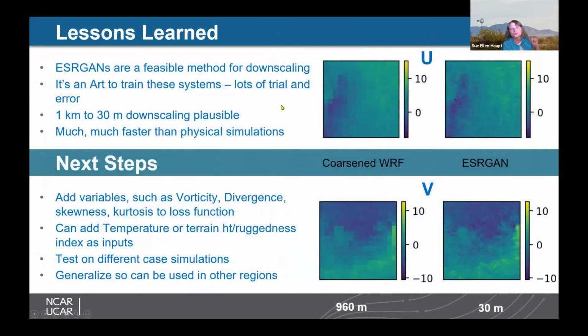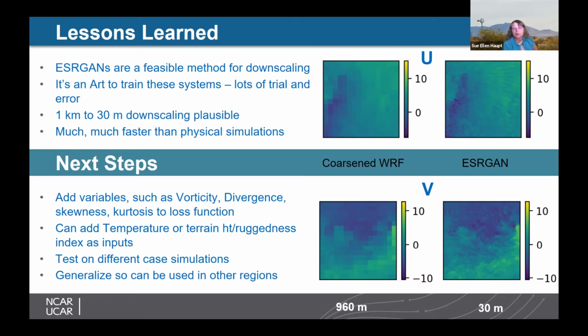Okay, so of course we've learned a lot along the way. This is very much work in progress, but we are very heartened to see that the ESRGANs do appear to be a very feasible method for downscaling. What you haven't seen in this talk is the tons of simulations that Sue Detling has done in trying to train this, trying to gauge best weights, best loss functions. It really is a bit of an art to train these systems.